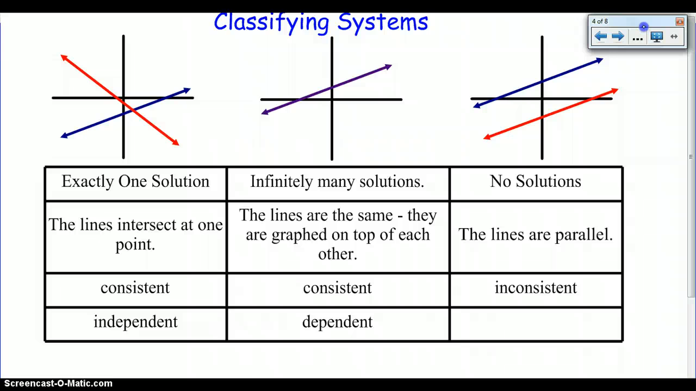Each line is the same as the other. And so we call those consistent because there is a solution. However, that solution is every point on the line, so we call them dependent. They're dependent upon each other.